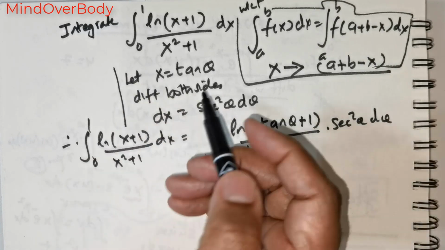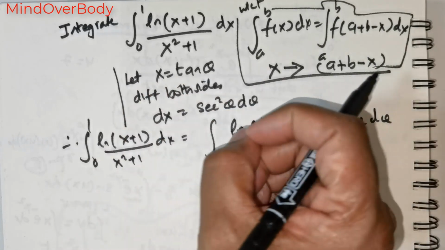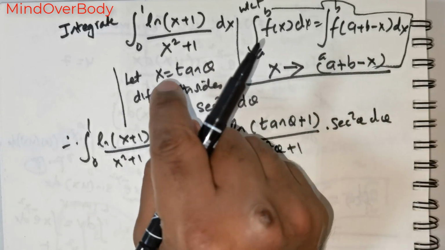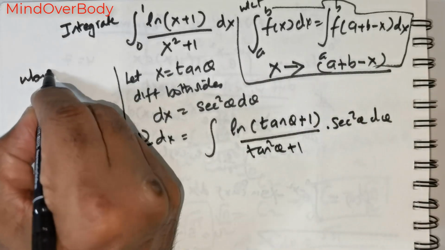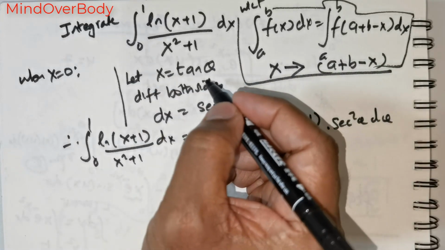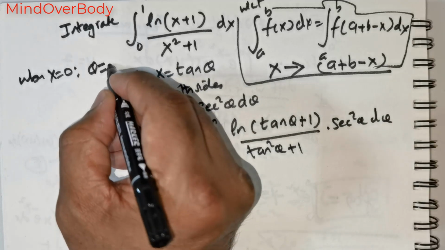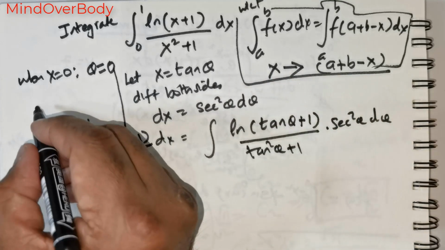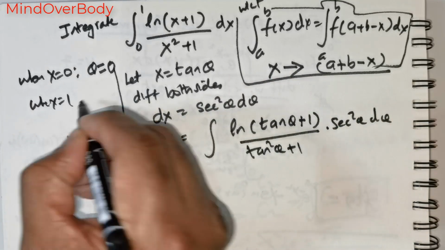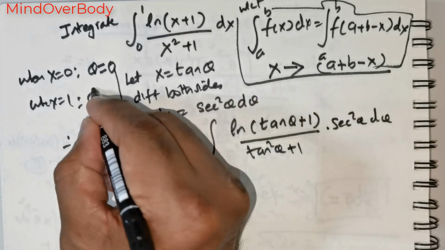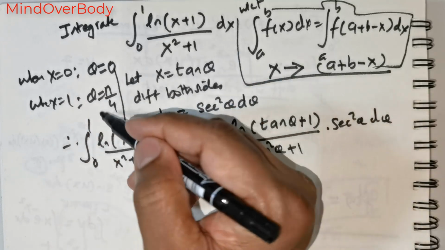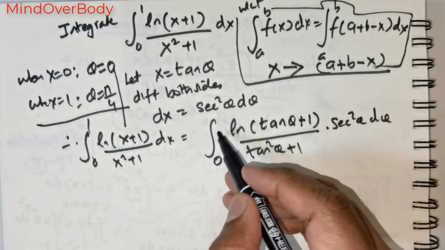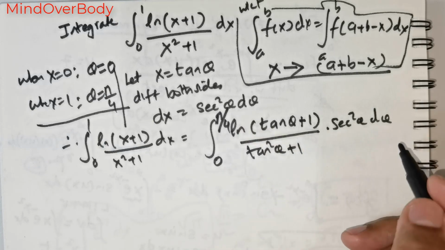Now let us handle the limits. Now when x is equal to 0, what value of theta will give me 0? When x is equal to 0, clearly theta should take the value 0. And subsequently, when x is equal to 1, theta will take pi divided by 4. Why? Because tan 45 is equal to 1. So having set up the limits, let me place those limits 0 to pi over 4.